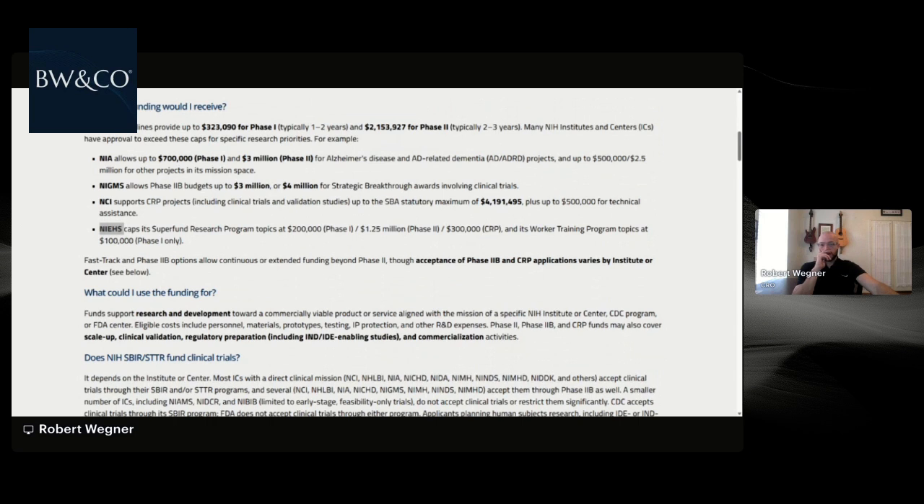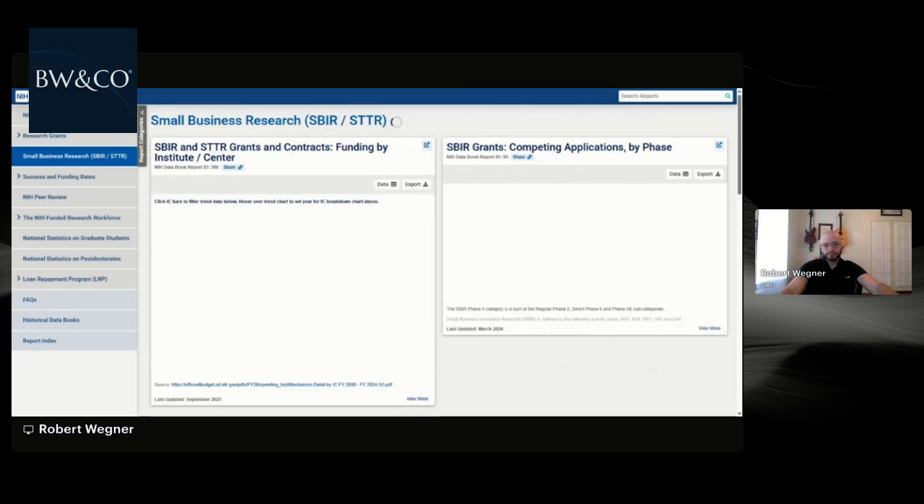Their success rate for the National Cancer Institute for phase 1 was 4.3% in 2025. And I believe the national average for phase 1 is sitting right around 8%. A lot of this information is in the data book for SBIR through NIH. I'll go actually pull that up. This is a fun website to look at.